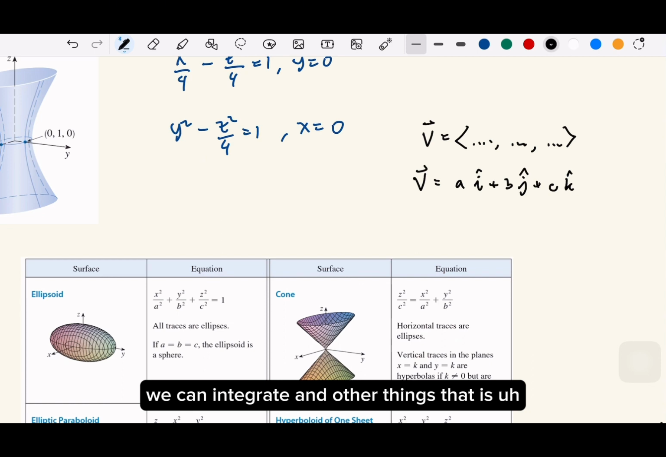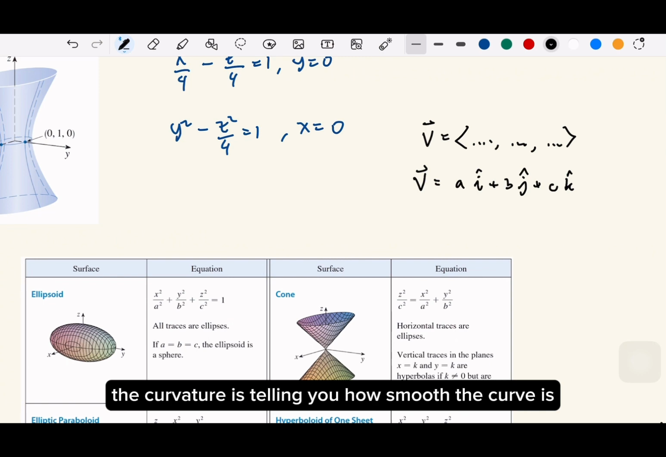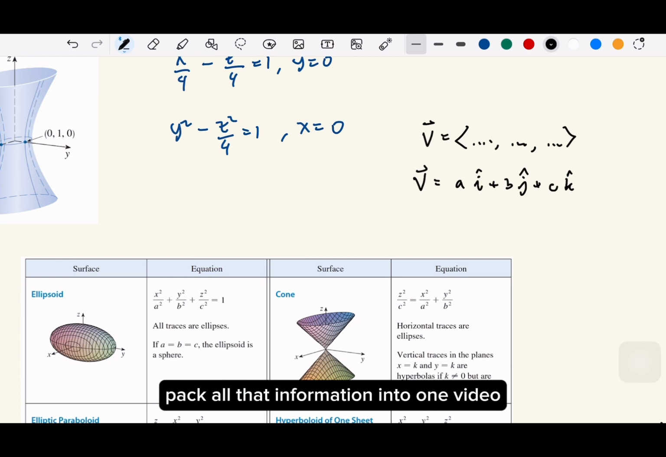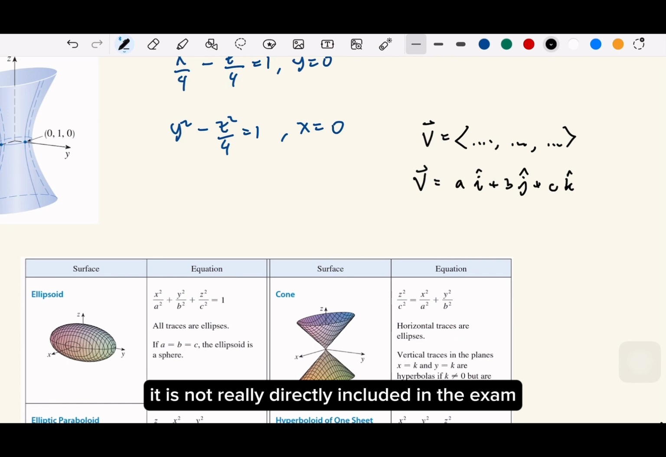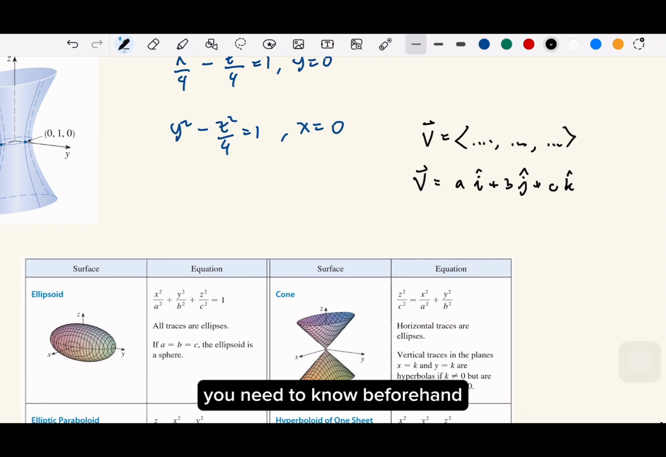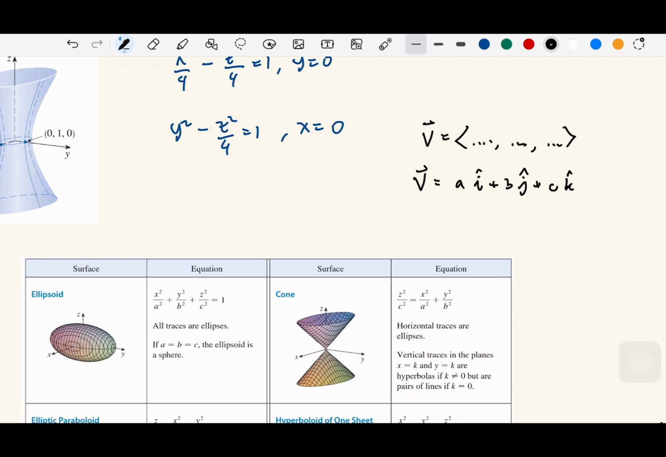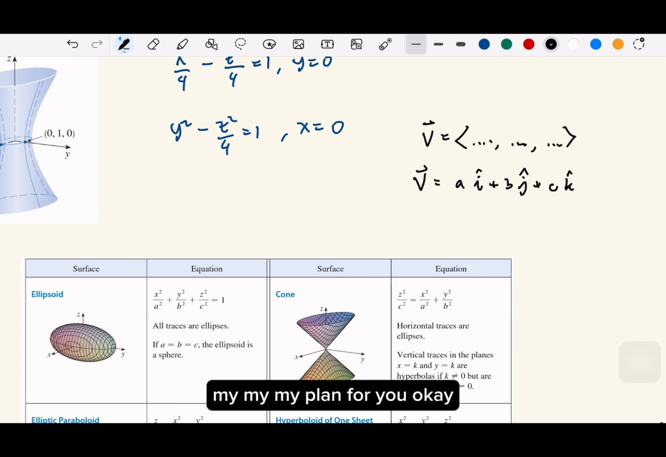and another thing that you need to at least read about is the curvature. The curvature is telling you how smooth the curve is. Okay? So I hope I can pack all that information into one video that you need to at least watch, maybe I will record it, as a supplementary. Okay? It is not really directly included in the exam, but the knowledge of those vector functions you need to know beforehand. Okay? At least that will be my plan for you.